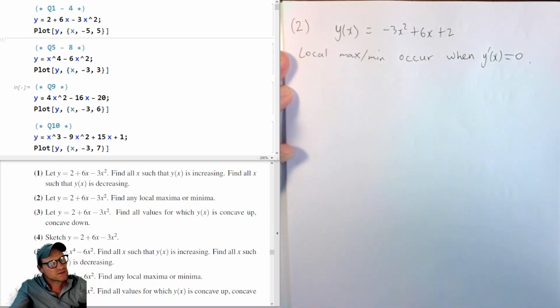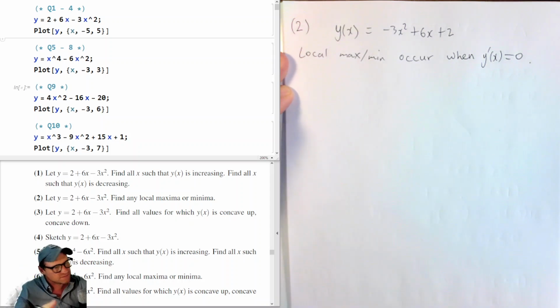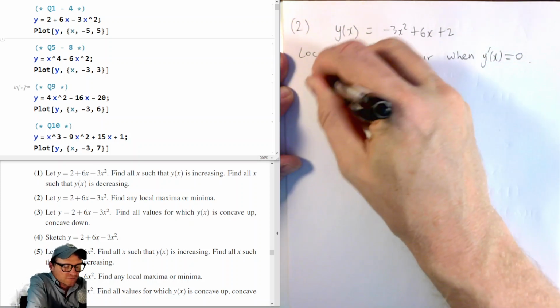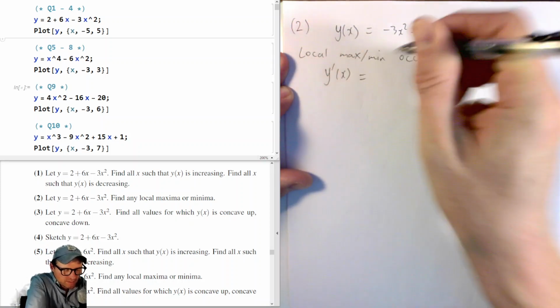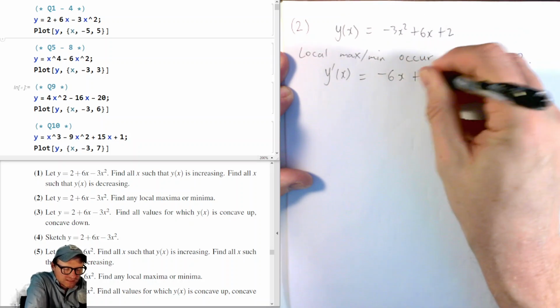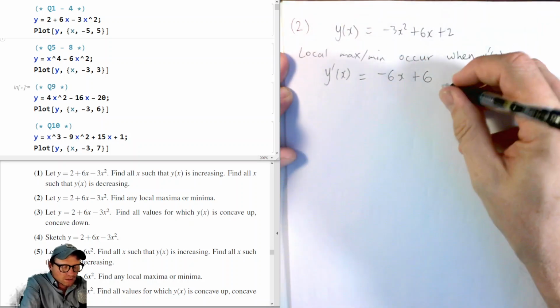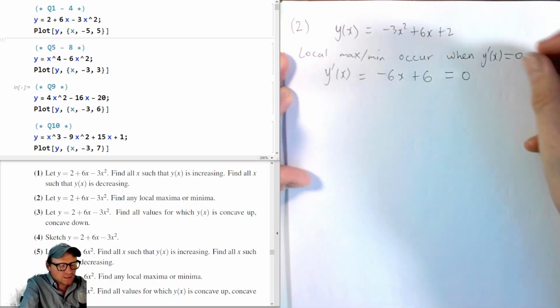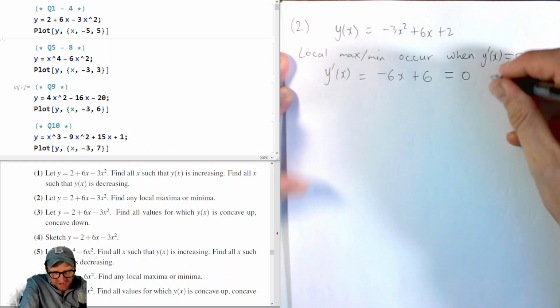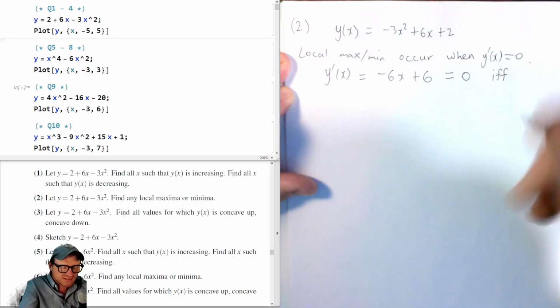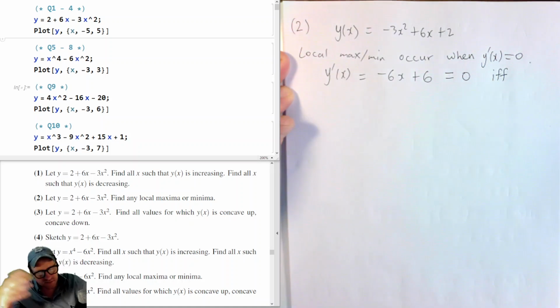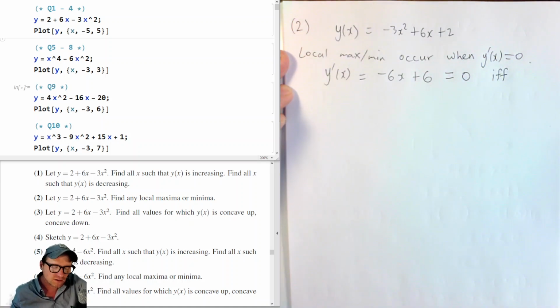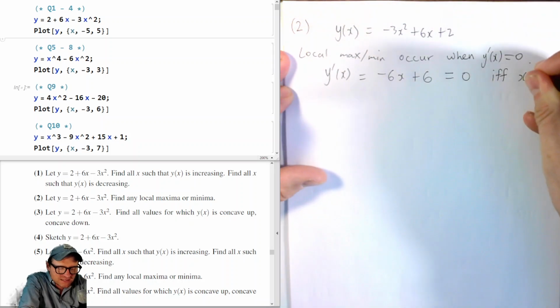Now, I've already done this on the previous page, but we'll do this again for the sake of this being a new question. So we take our first derivative, and remember we got minus 6x plus 6. Okay, so when is that 0? So this is 0 if and only if, or whenever, and I'm going to use IFF as shorthand for that. And so when you write this on the board, this typically means if and only if, or equivalent to whenever, or is logically equivalent to. Okay, so if and only if x is equal to 1.